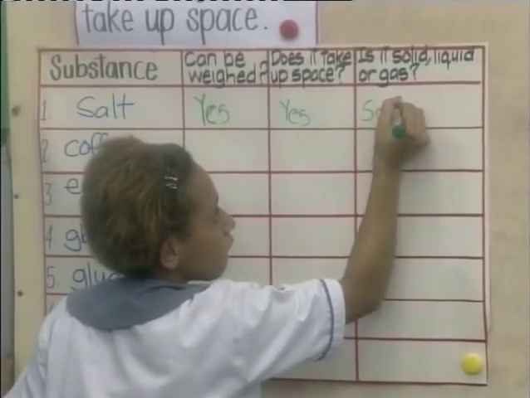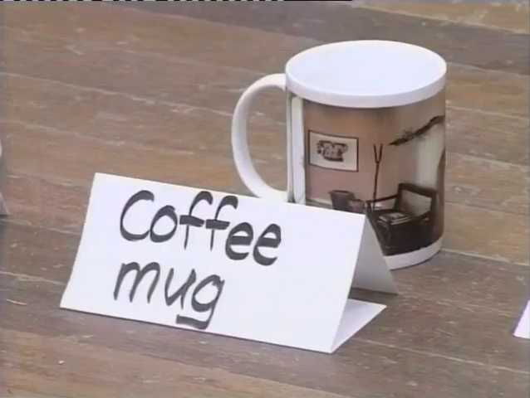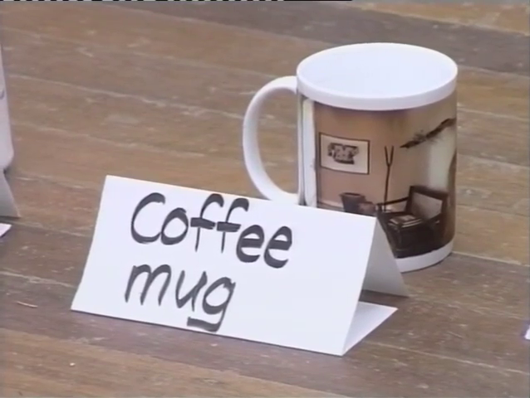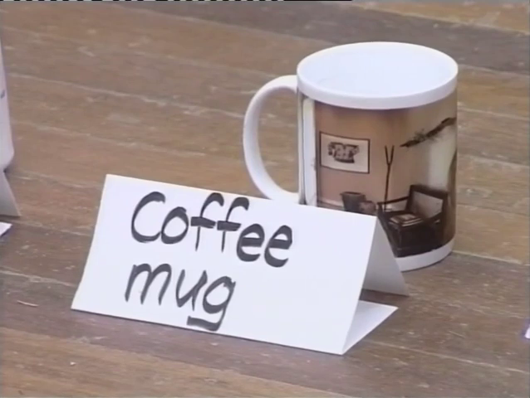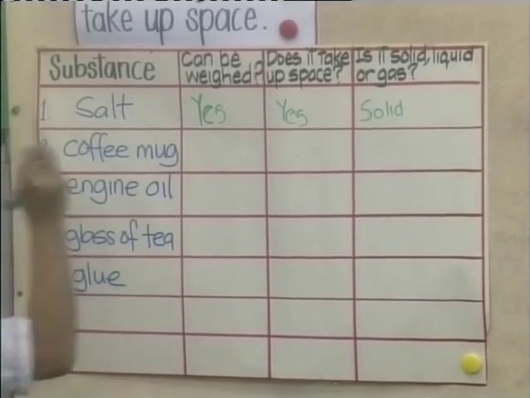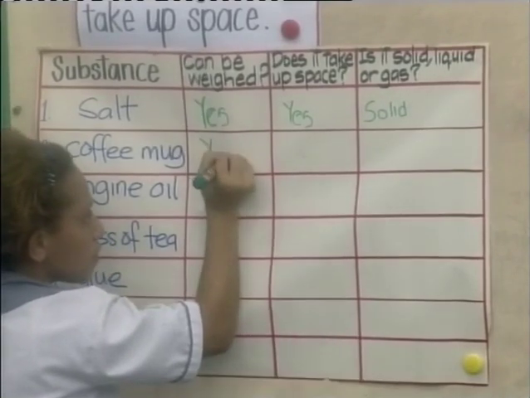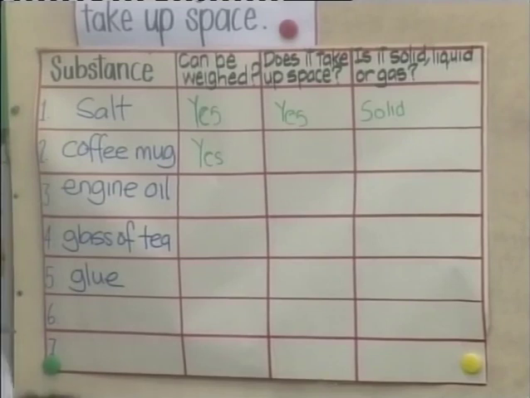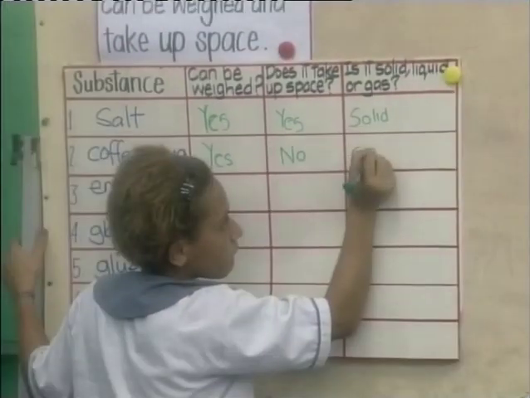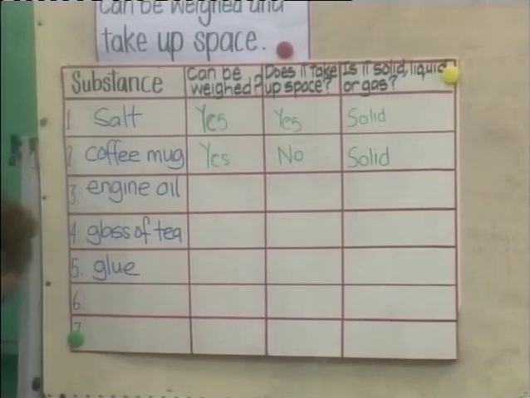Okay. Let's have Owa to read out what his group said about the coffee mug. Can be weighed, yes. Speak loud and fast. Does it take up space? No. Is it solid, liquid, or gas? Okay. Okay, next group.